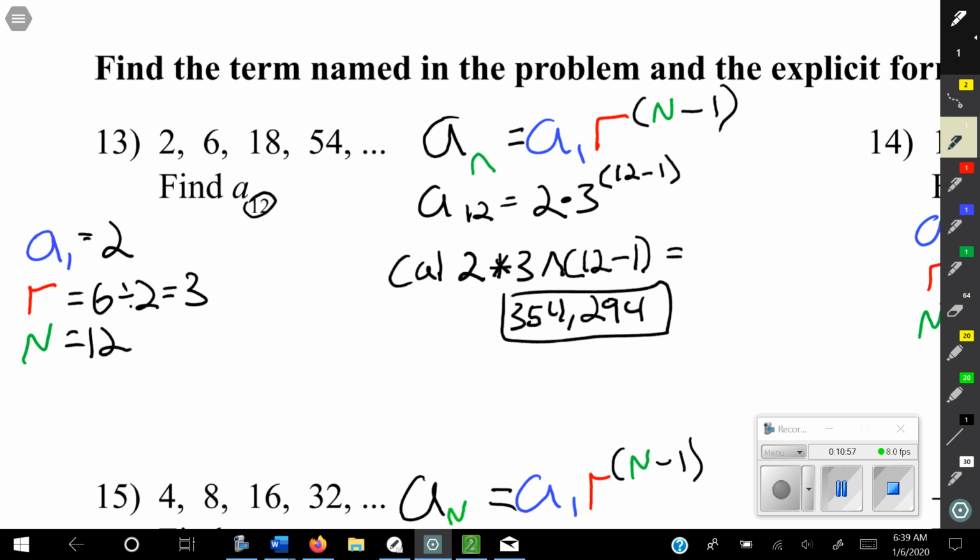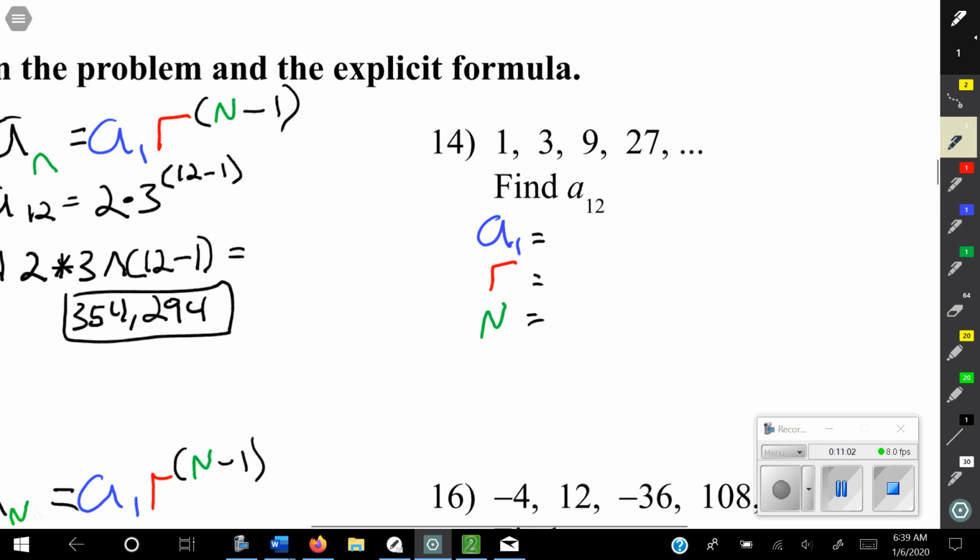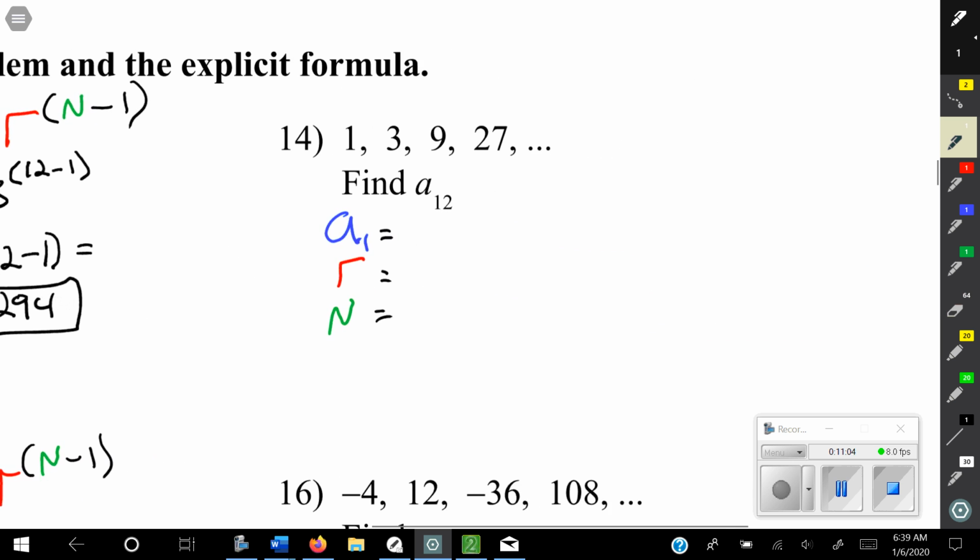Okay, so let's take a look at another example. First thing I'm gonna do is find the first term. Easy, it's 1. Next, I'm gonna find the common ratio by dividing 3 divided by 1. That's gonna give me 3. Next, I'm gonna put the nth term, they tell me, which is 12. So I put 12 here. Now plug those things right into the formula.